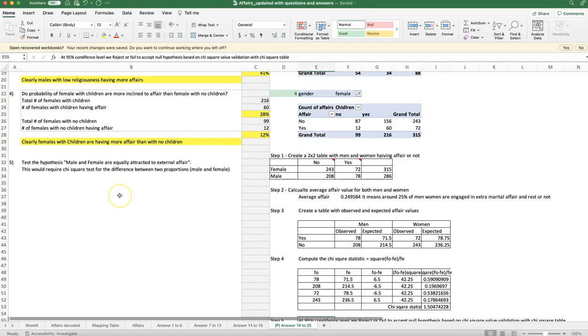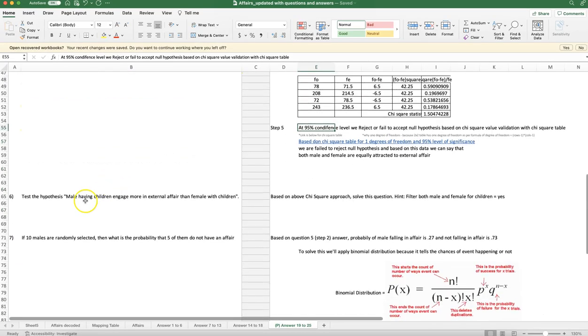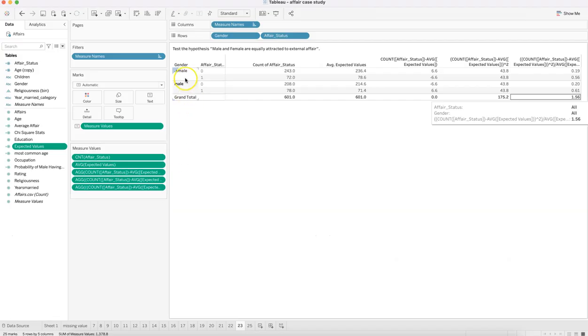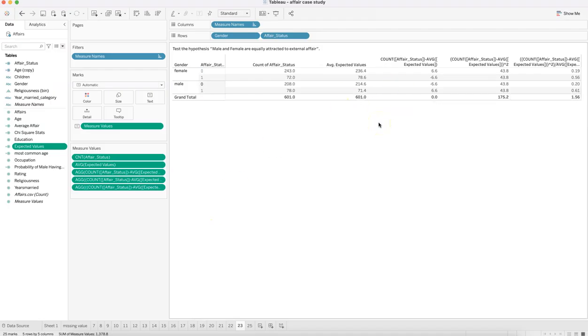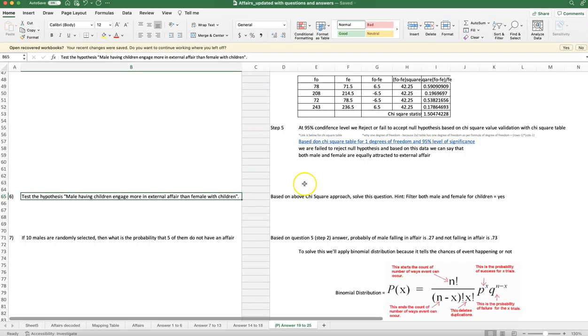Now the next question is one you can practice on your own: males with children engaging more in external affairs. So here we are bringing male but with children, right? Same procedure, either in Excel or over here in Tableau, whatever it feels like, do a practice and get the output. What I have not solved is this: if 10 males are randomly selected, then what is the probability?